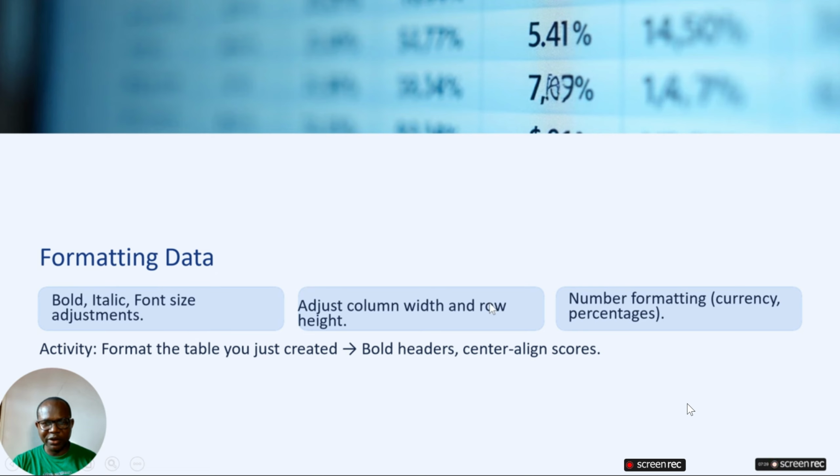You can adjust the column width, you can adjust the row, the number format, the currency, percentage. You can do formatting of this depending on the actual type of data set that you want to enter into your cell. Now, the activity for this session is to format the table that we have actually created. So you're going to format the table. You want to select the headers and then bolden them. And you also want to center align the scores. We'll go ahead and do that inside our Excel sheet.